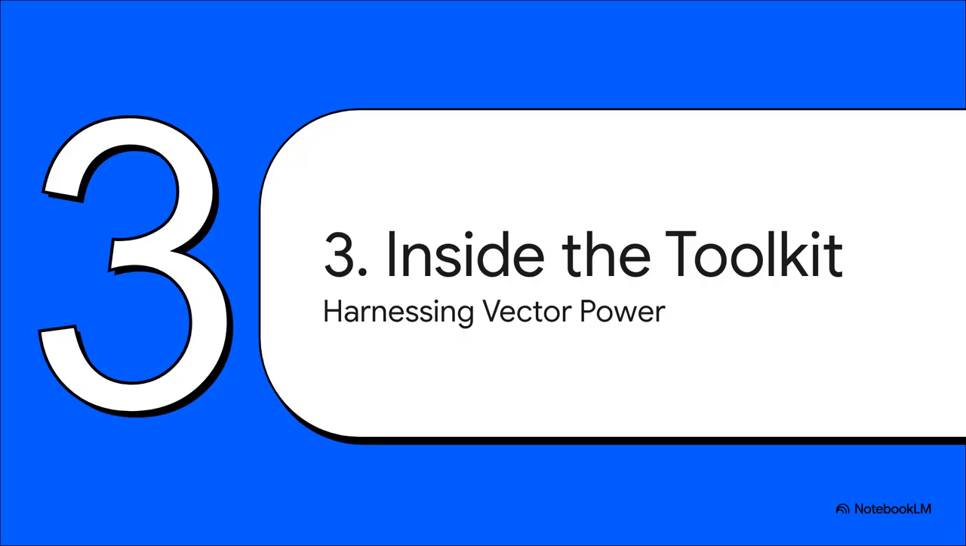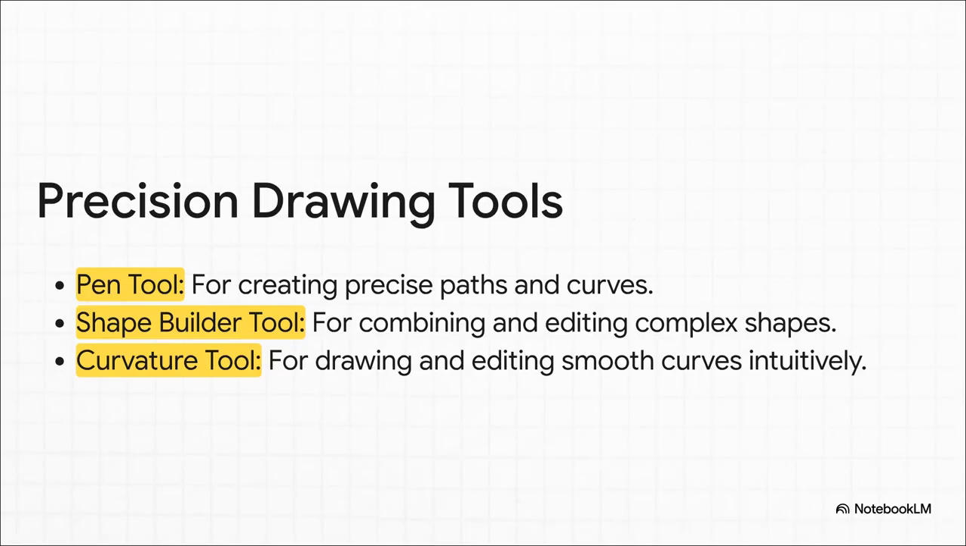Okay, now that we get the why, let's take a look at the how. What are the actual tools inside Illustrator that let designers use the power of vectors? Illustrator is famous for its precision. The pen tool is like a surgeon's scalpel. It gives you absolute control over every single point and curve. The shape builder lets you combine simple shapes to make really complex new ones. And the curvature tool, well, it just makes drawing smooth, elegant lines feel incredibly easy.